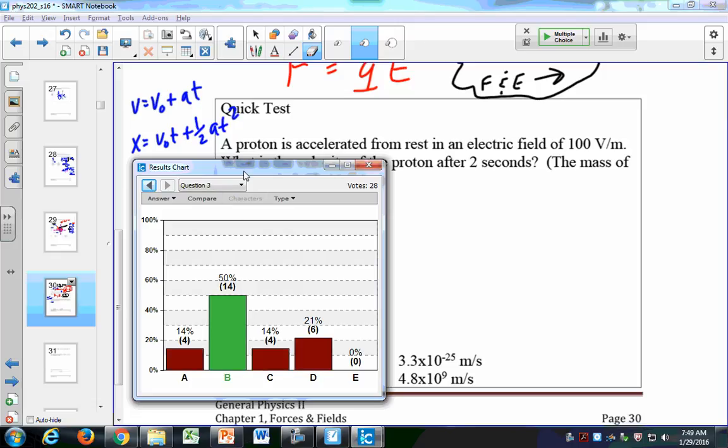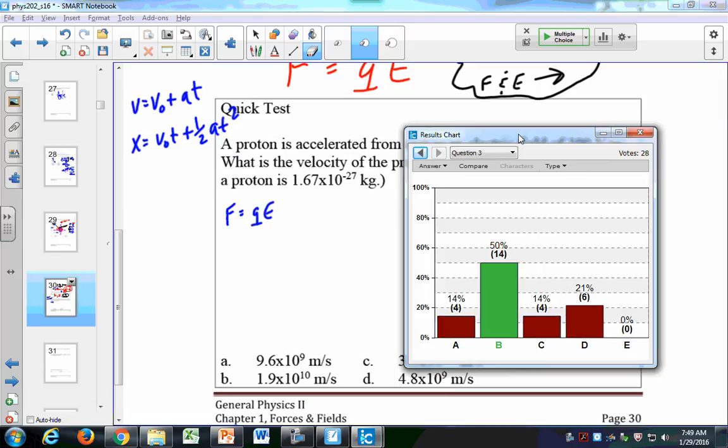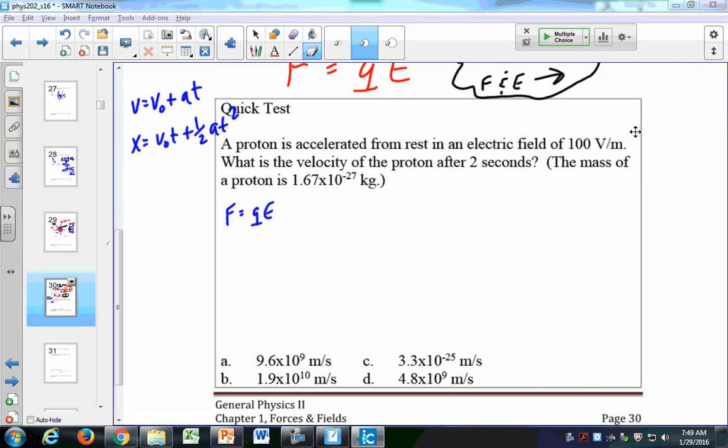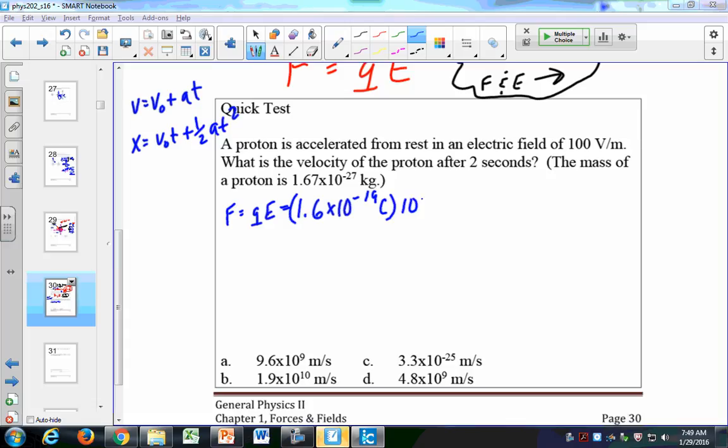Okay, B is right. So I would first find the force. In order to find that, I'll need to know what is the charge. This is a proton, so it has a fundamental unit of charge, 10 to the minus 19 coulombs. And then my electric field is 100 newtons per coulomb, or volts per meter. Those cancel, leaving me just with newtons. So that is 1.6 times 10 to the minus 17 newtons.